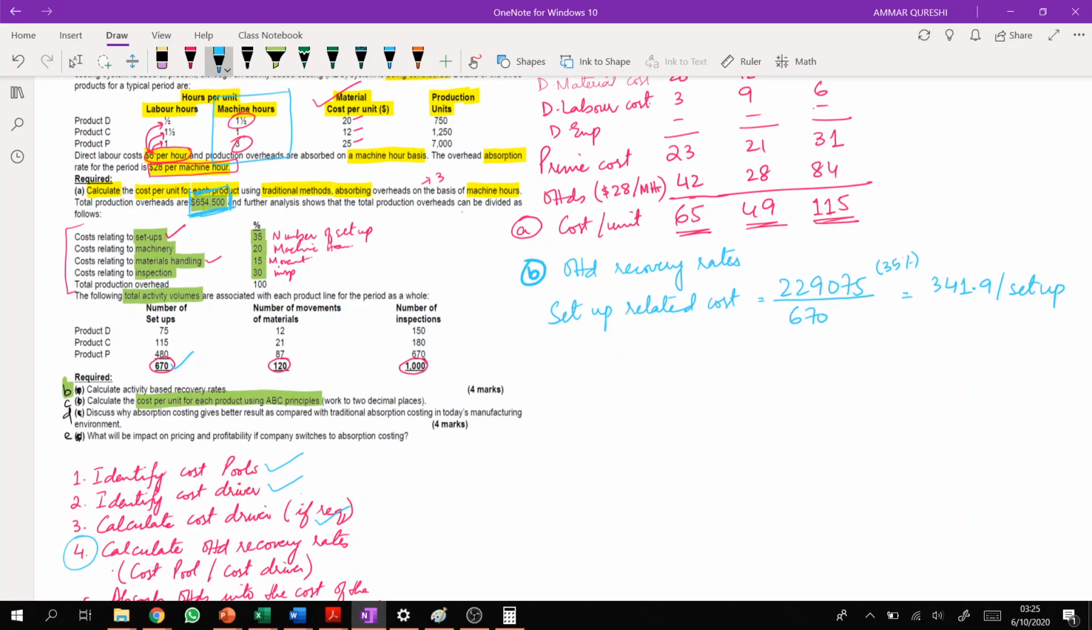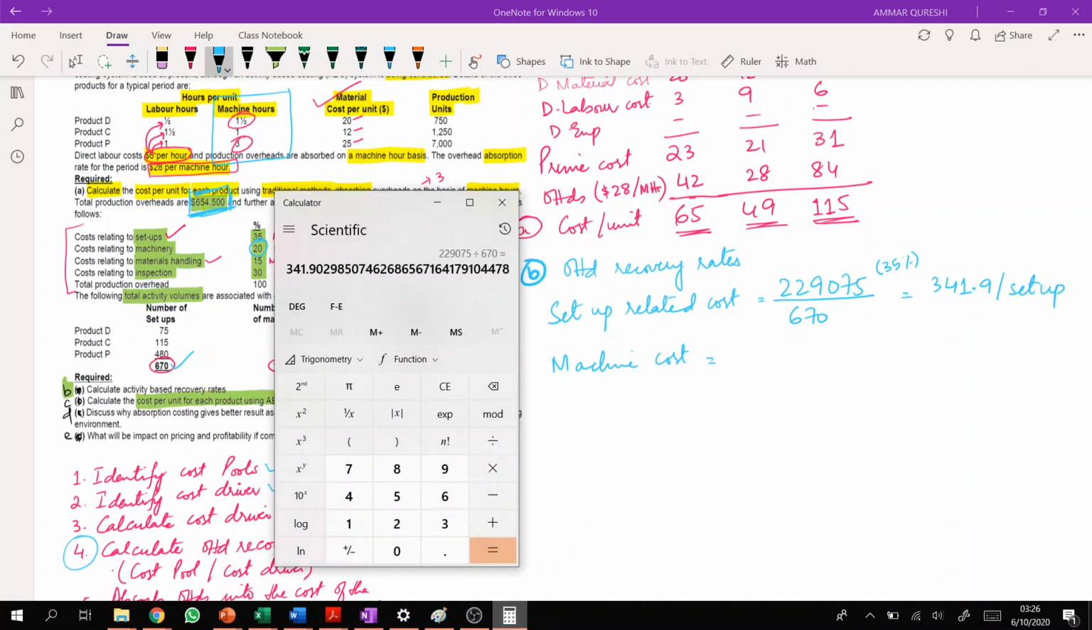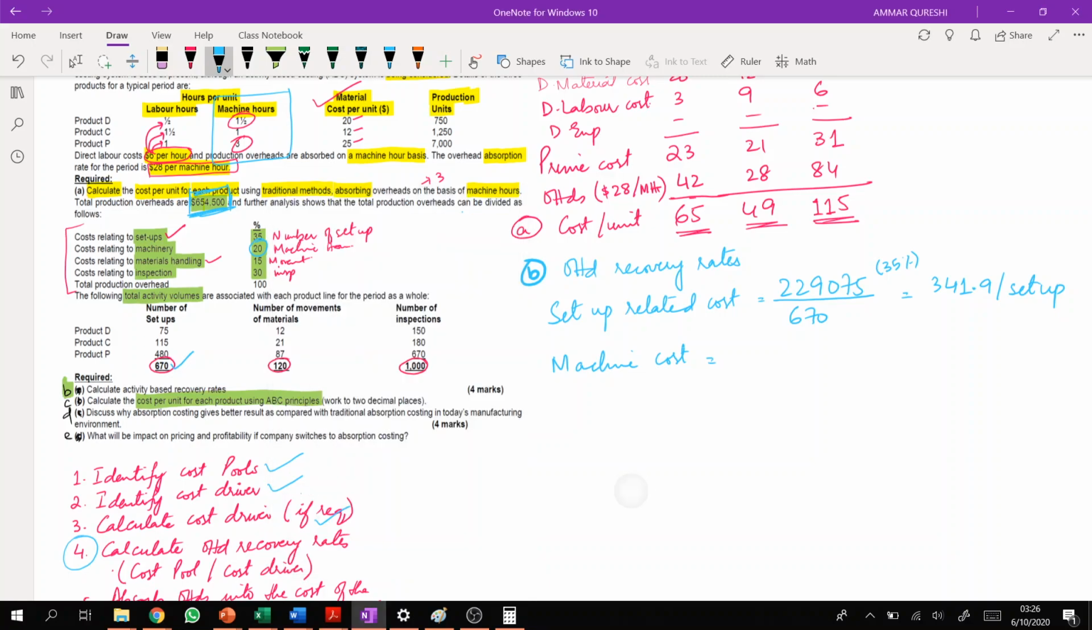Now, the next one is machine related cost. Machine related cost is around 20%, right? So let's calculate 20% first. 654,500 times 20%, it's 130,900.